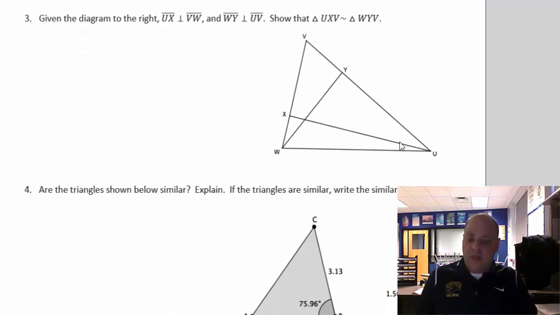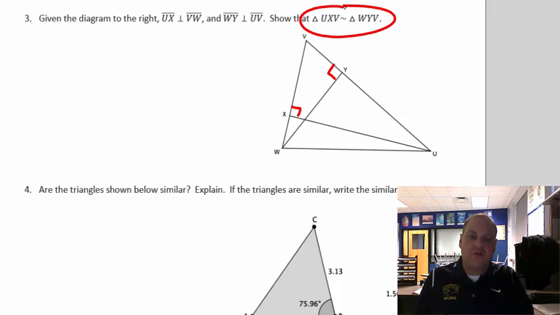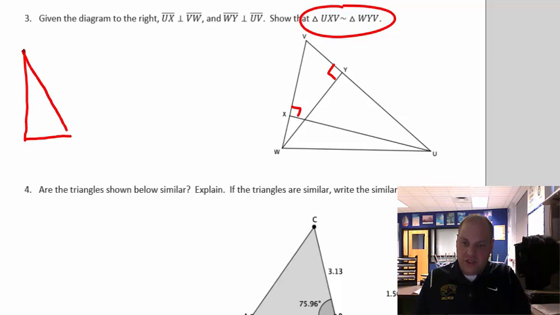Number 3, given the diagram to the right, we have UX is perpendicular to VW, so I know I have a right angle here. I have a right angle right there. And then WY is perpendicular to UV, so I have a right angle right there. Show that these triangles are similar. So what I'm going to do is draw them separate. I'm going to pull these triangles out of the picture.